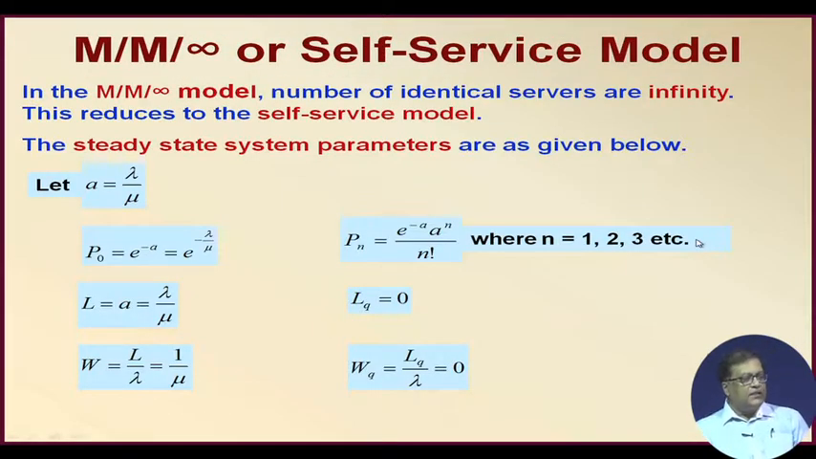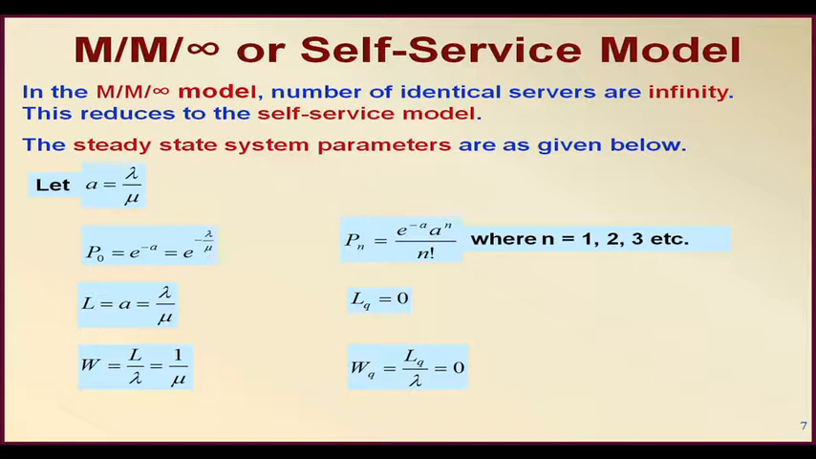A special case of this is called the infinite server or self-service model. This is an extension of the multiple server model, where the number of servers is infinite. What does it mean? It means that nobody is going to wait. There is no question of waiting. You come to the bank, there are infinite counters, and you join any one of them. It is like a self-service.